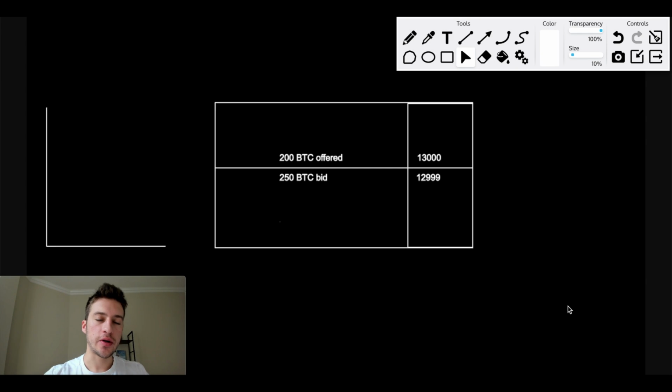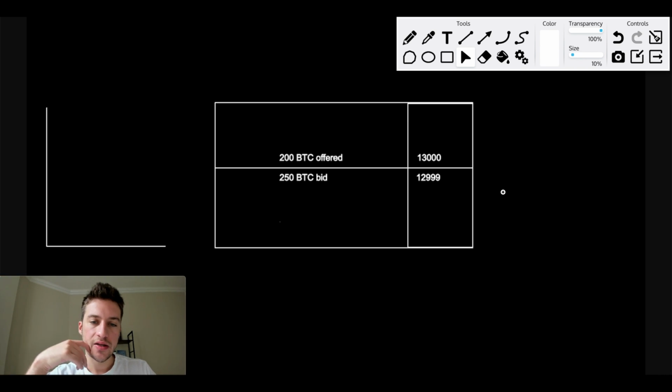Okay traders, I want you guys to look at this example here. What we see in this simulated example is we have an offer price of 13,000 and a bid price of 12,999. There are currently 250 Bitcoin bid and 200 Bitcoin offered. Market buys are happening, market sells are happening, people are getting into positions. Let's assume that open interest is now rising. So people are hopping into positions and you see this happening.